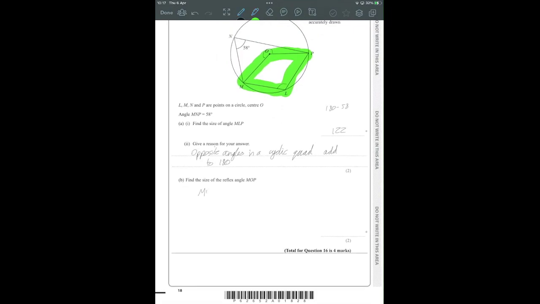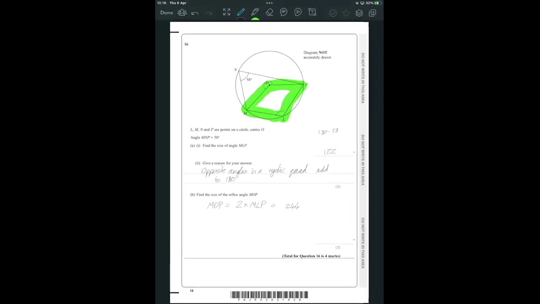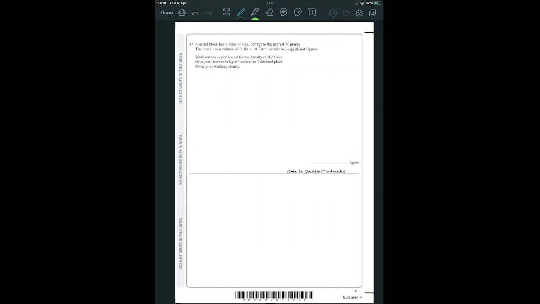So the reflex MOP is twice MLP, so that's 244. The angle at the center is twice the angle at the circumference. Of course, it didn't ask for the reason there, but it's worth having that in your head just in case they did. Question 17.